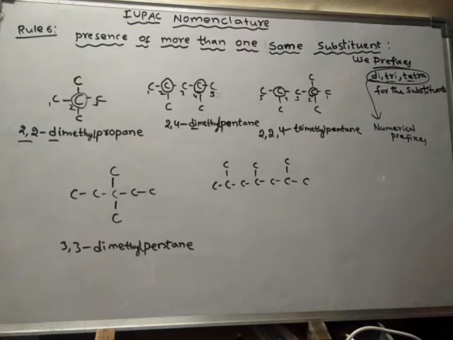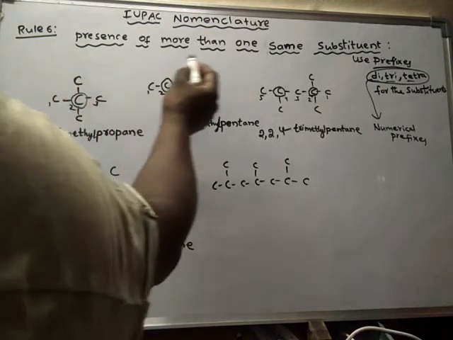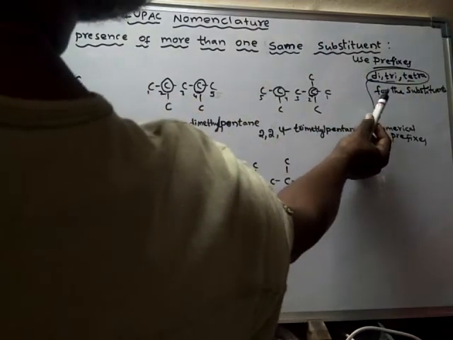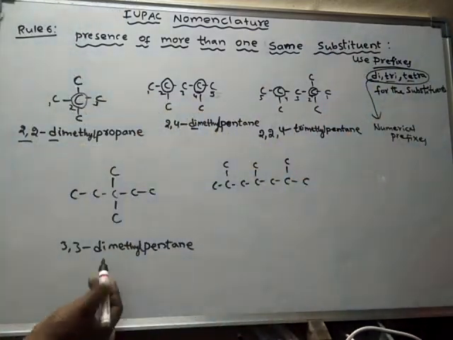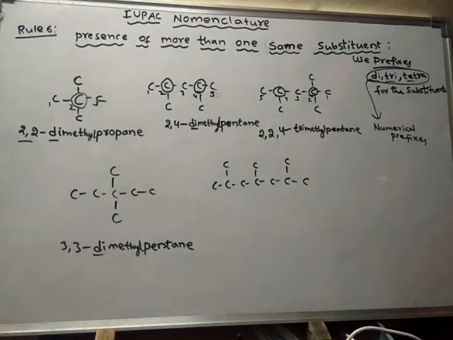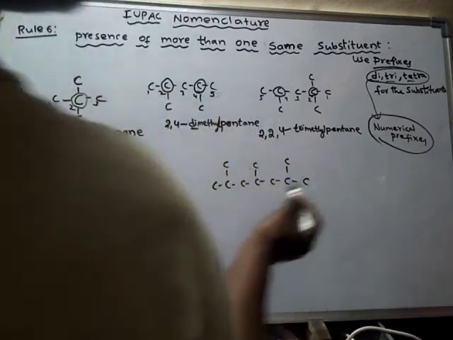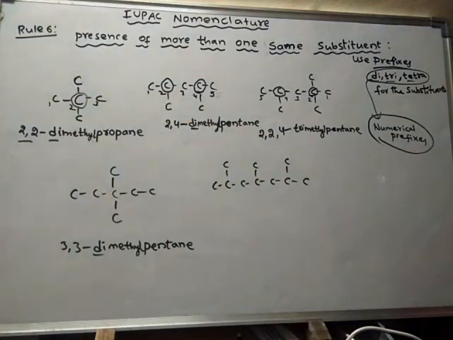So like this. When there is a presence of more than one same substituent, then we have to use the prefixes like di, tri, etc. So here the prefix is di. These prefixes are called numerical prefixes. What is the meaning of prefix? Prefix means fixing before.